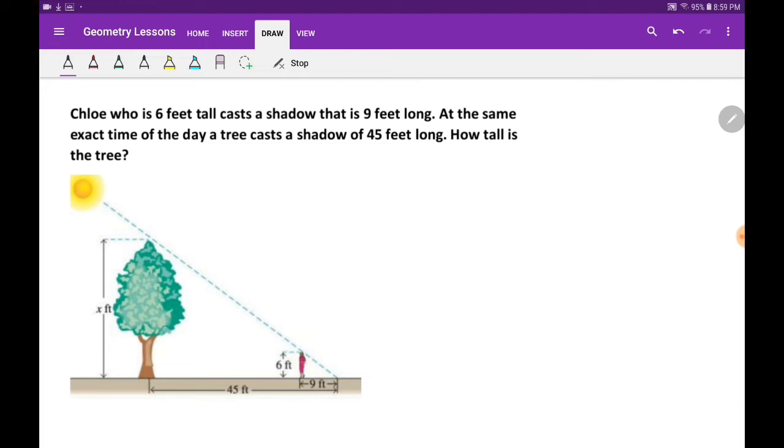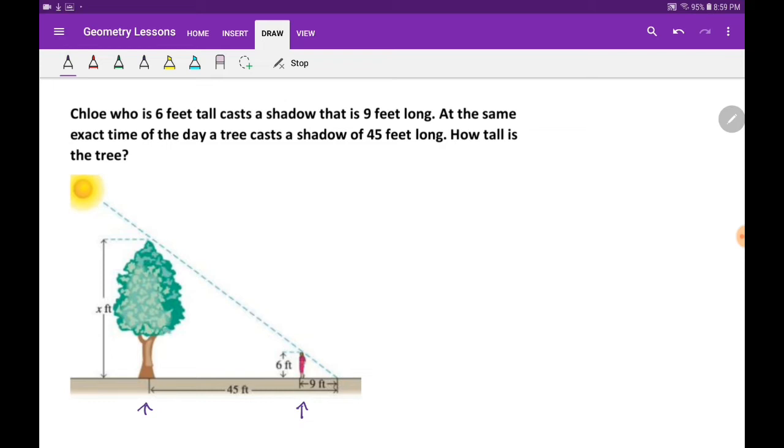Now let's analyze the figure. There's that picture of the tree, and Chloe standing 6 feet tall. Chloe's shadow is 9 feet. You can see here Chloe is right there, enjoying standing still until Mr. Vallo solves the problem. And the tree with an unknown height casts a shadow of 45 feet. Now the question is, how tall is the tree?